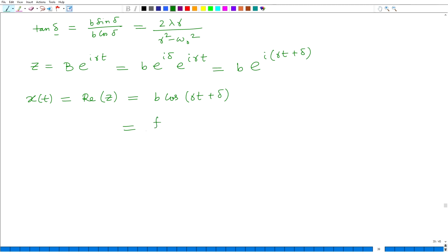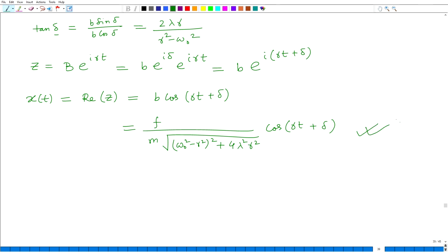So, it will simply be f by m root over (omega 0 square minus gamma square) whole square plus 4 lambda square gamma square, times cos(gamma t plus delta). Okay. So, you see this is what? This is the particular integral, but we do not have to forget that there is a complementary function as well. So, now how to find that complementary function?